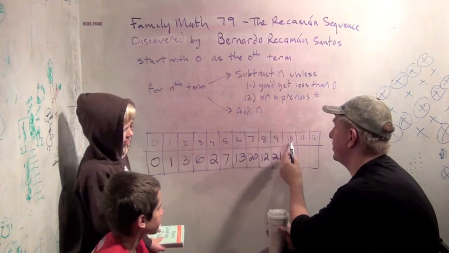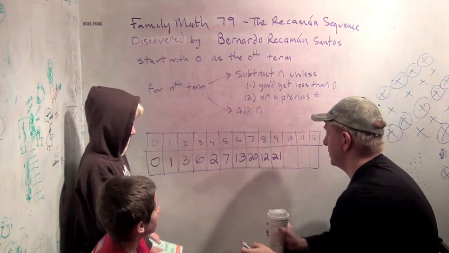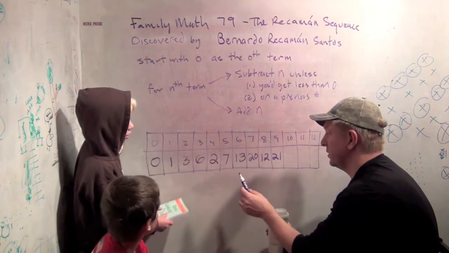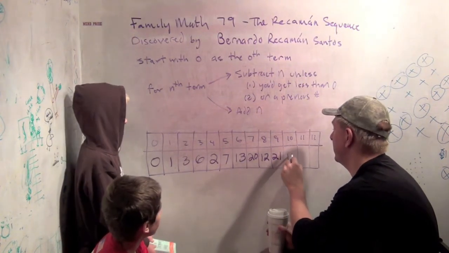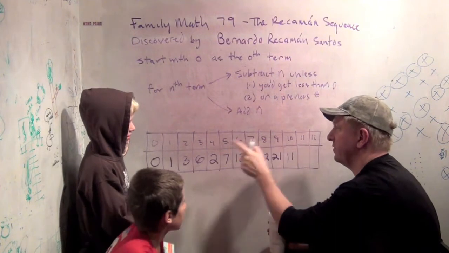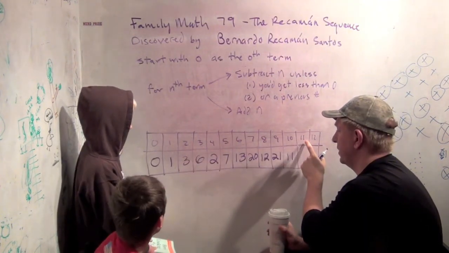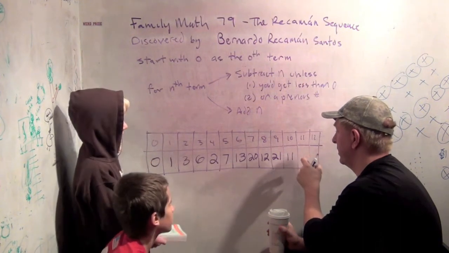Okay. What do we do here? We add. If we subtract, then we get 11. Do we have 11? No. No. Okay, so we get 11. All right, what do we do here with this 11? You tell me. Well, 11 minus 11 is 0. We already have it, so we get 22.